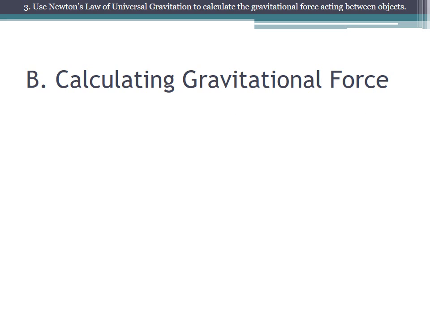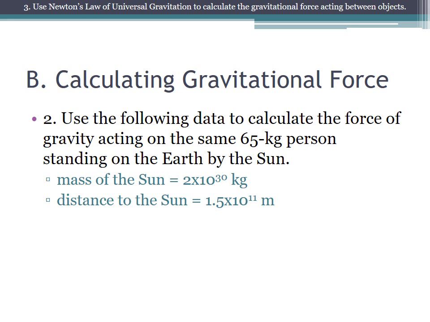Here's another example. It says, use the following data to calculate the force of gravity acting on the same 65 kilogram person standing on Earth by the sun. So now, instead of calculating the gravitational force between the Earth and the person, we're going to calculate the gravitational force between the sun and the person. And notice here we're given the data on the mass of the sun and the distance to the sun from the Earth.